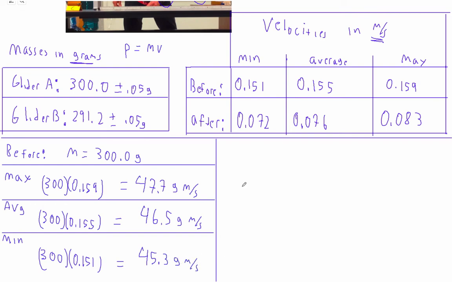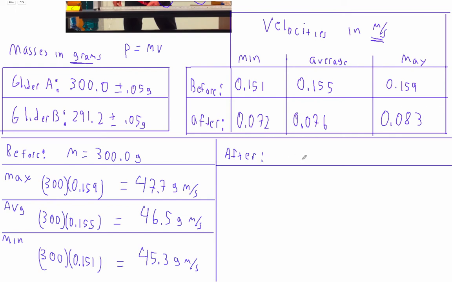Now when we figure out the momentum after, the question will be, does any part of the momentum after fall within this range? If it does, momentum could be conserved. If it doesn't, the momentum probably wasn't conserved. That doesn't mean that momentum's not conserved. It just might mean that there was friction or something like that.